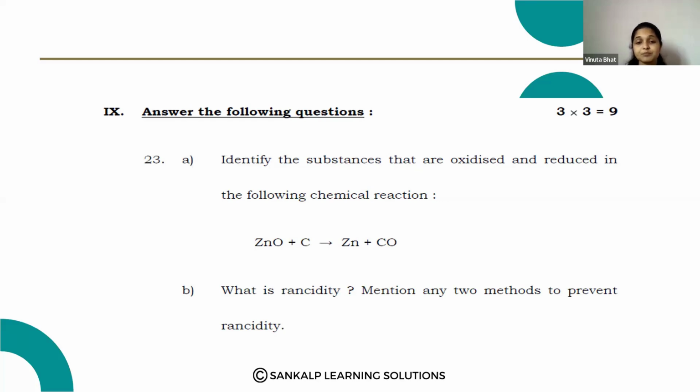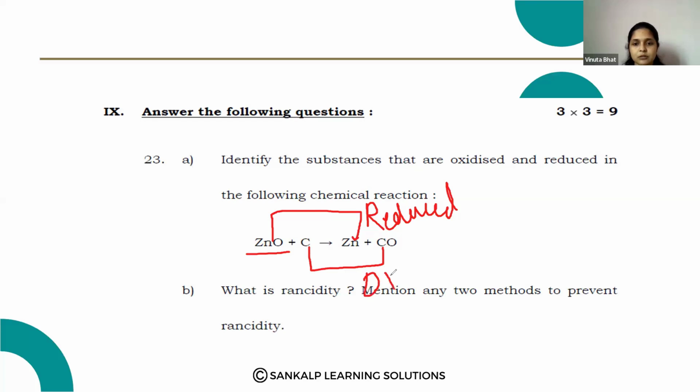So you can see here zinc oxide lost oxygen and became reduced. Zinc oxide is reduced, and carbon is converted into carbon monoxide, so carbon is oxidized. Okay.